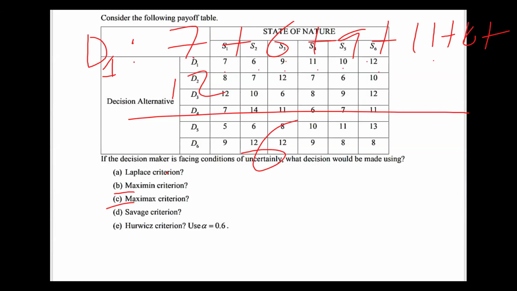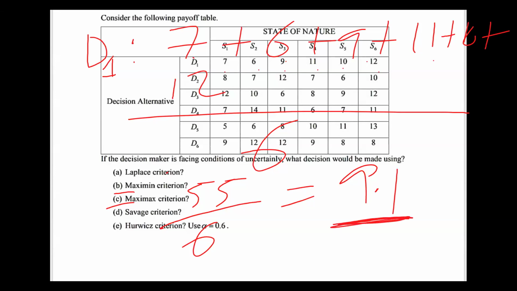Okay, so when you consolidate this, they should be able to give you 55, and you divide by 6. That should give you approximately 9 point something, because 6 goes into 54 9 times, right? Then remainder 1. So when you add a 0, it should be 9.1 something. So this is your mean for this first decision.